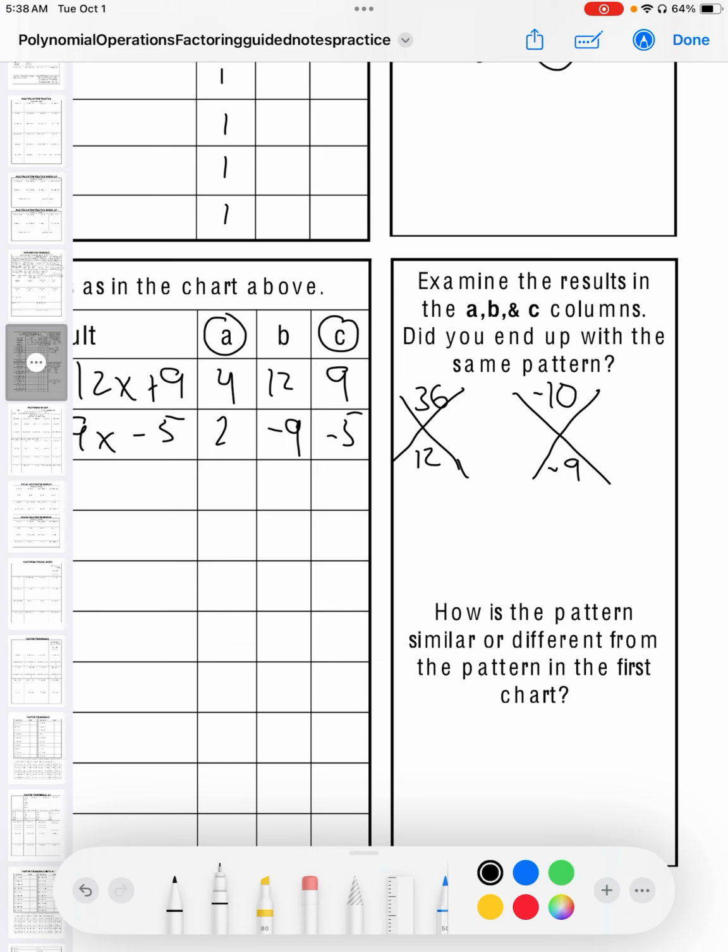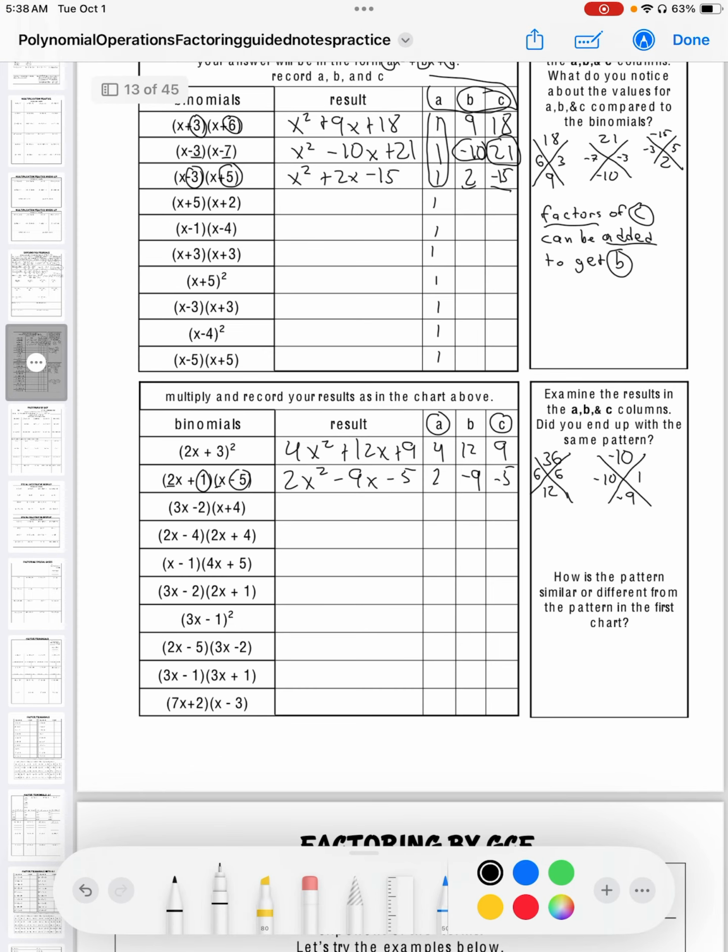For the first one, numbers that multiply to 36 and add to 12 would be 6 and 6. 6 times 6 is 36, 6 plus 6 is 12. For this other one, negative 10 and 1 would multiply to negative 10, and would add to negative 9. So these are the numbers that we would be looking at that would multiply to the top and add to the bottom.